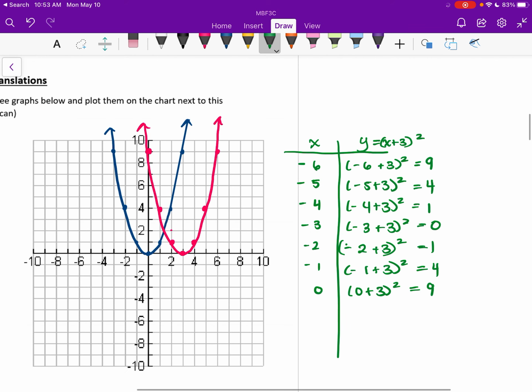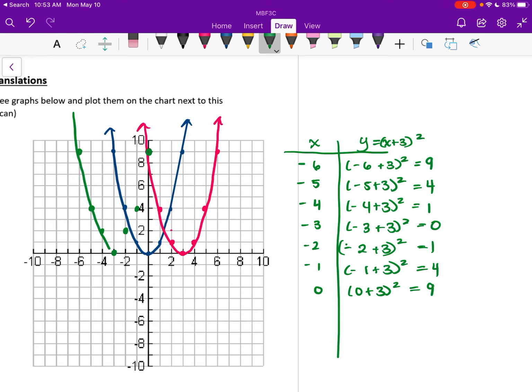So I'm just going to go put in those numbers. So I'm going to say -6 and go up to 9. -5 go up to 4. -4 go up to 1. And then we have -3, and that's 0. -2 is 1. -1 is 4. And then 0 is up here at 9.